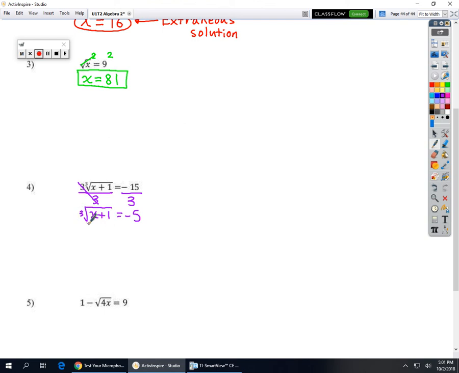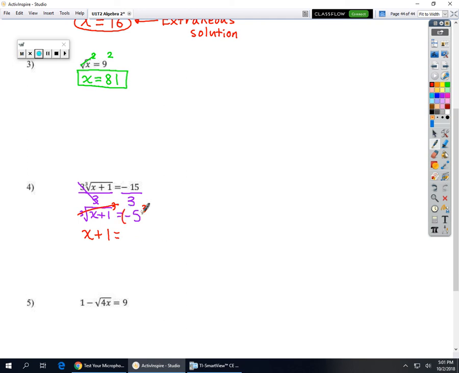I need to get rid of that cube root. How do I get rid of the cube root? I need to cube both sides. All right, let me change color to make it a little more visible. Cubing both sides. Cubes and cube roots are inverses. They cancel out. So I'm left with x plus 1 equals, oh, and this is something I forgot.